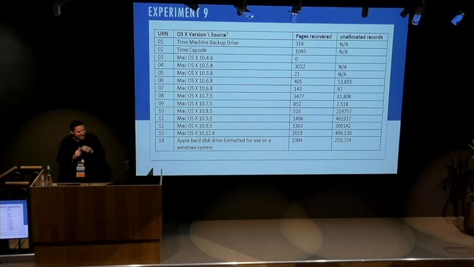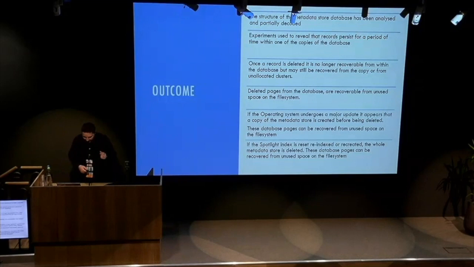What was interesting is that we were still able to recover the pages of the Spotlight database store, and we were able to recover records from the Mac machine. Over 250,000 records were still recoverable from the NTFS volume after it was reformatted. So, in summary then, the structure of the metadata store database was analysed and partially decoded.